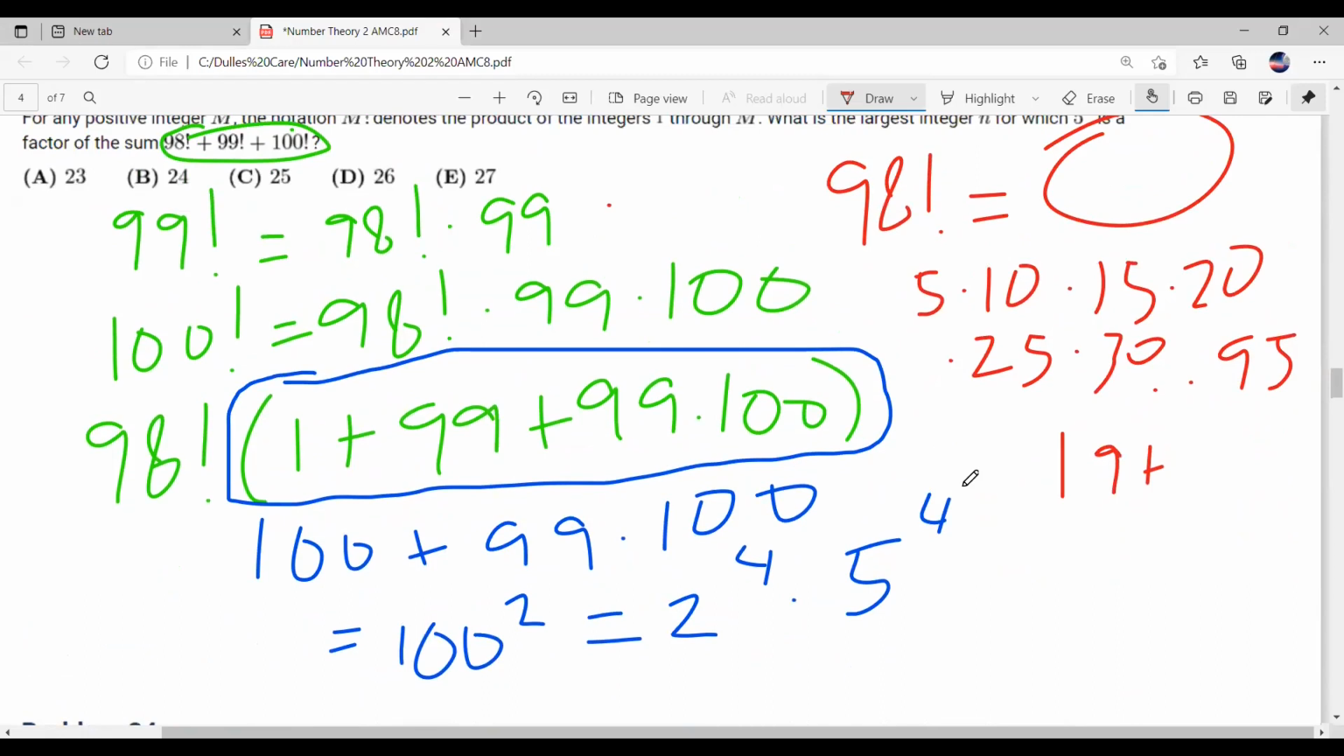What's 19 divided by 5? That's equal to 3. So in conclusion, it's 21. So what's 21 plus 4? That would give us C as our answer.